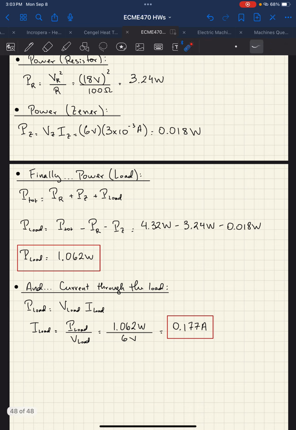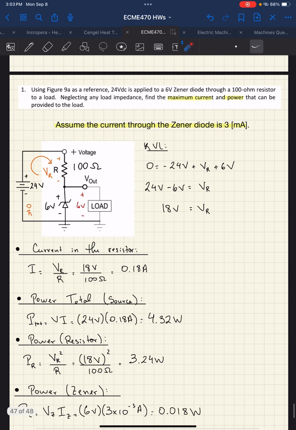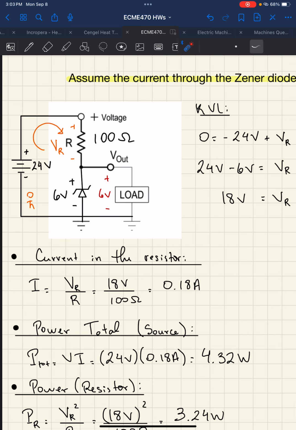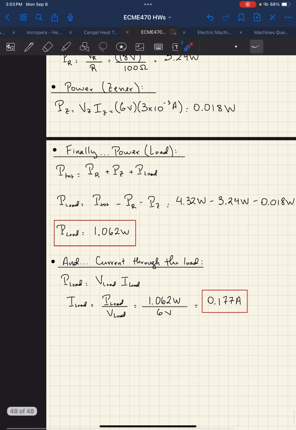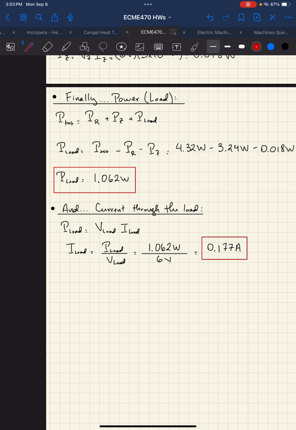Another way that you could have done this, instead of using the power, is this: we know the current through the Zener is 3 milliamps. This is KCL, or Kirchhoff's current law. I know my total current, which was 0.18 amps. I know here is going to be 3 milliamps, so then here I can find I load by Kirchhoff's current law, because the algebraic sum of the currents entering and exiting the node should be 0. So you can do a check.